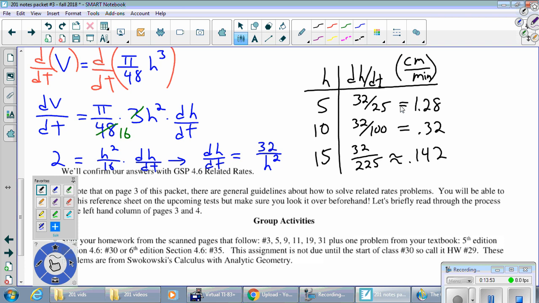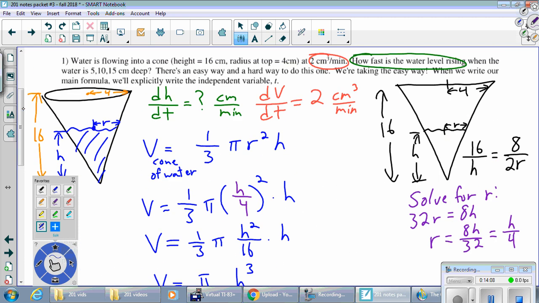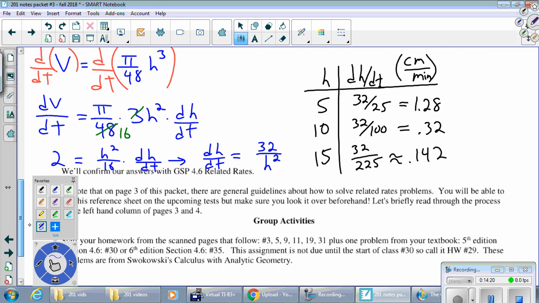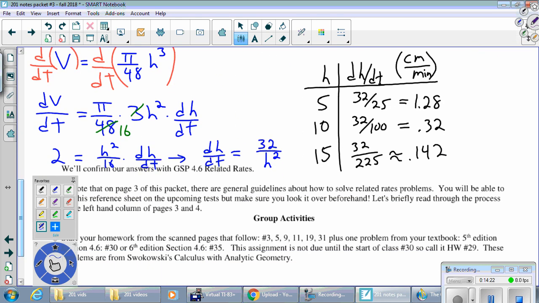It means that at the moment the height of the water is 5 centimeters, the water level is rising at 1.28 centimeters per minute. So if that 1.28 centimeters per minute were constant, then when this height right here is 5, you would see the water level rising 1.28 centimeters in the first minute and another 1.28 centimeters in the next minute and another 1.28 centimeters in the minute after that. But of course, we know it isn't constant. This is just at that one moment in time when the height is 5.